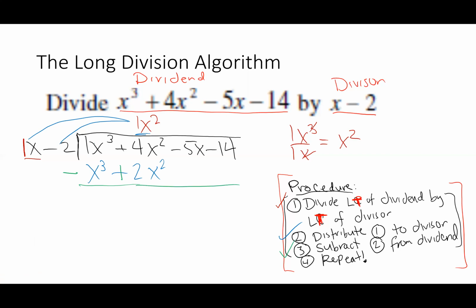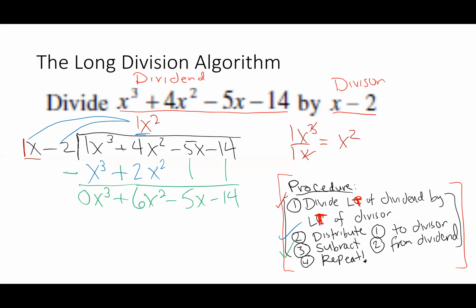So now we have 1x cubed minus x cubed. That's a 0x cubed. This is a great sign, when I'm ratcheting the degree down each and every time, whether it be by 1 or by 2, depending on what my divisor is. Now I'm going to add the 4x squared and the 2x squared, and I'm going to get 6x squared. And then just to make sure I don't lose my place, I'm going to drag down the remaining terms.